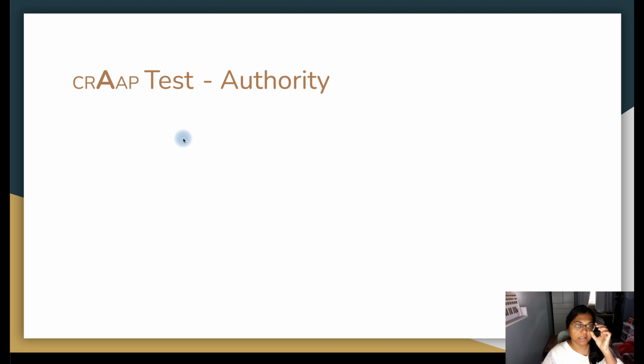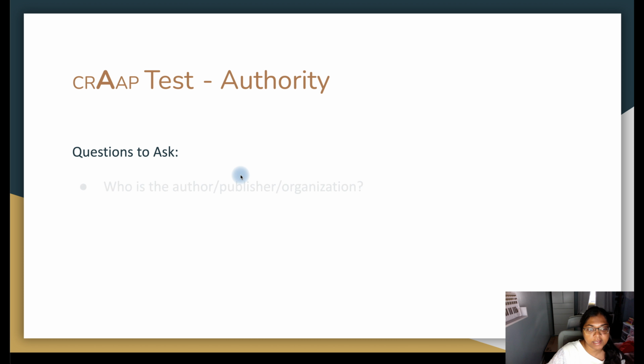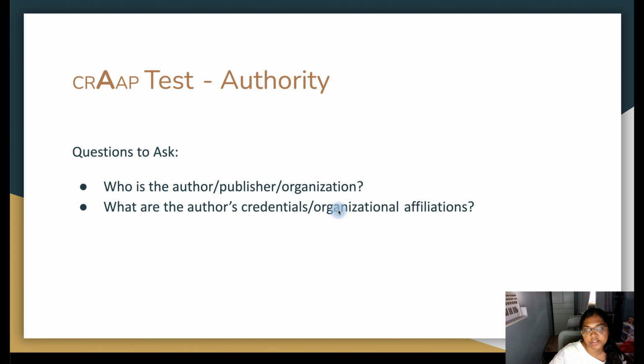Next, we have the A in the CRAP test, which stands for authority. So some questions to ask yourself. Who is the author, publisher, or organization? And related to that, what are the author's credentials or organizational affiliations? So if you have an author, try to read a little bit about their publication history or their educational history, their credentials, because you want to make sure someone is qualified to write about the topic that they're writing about.